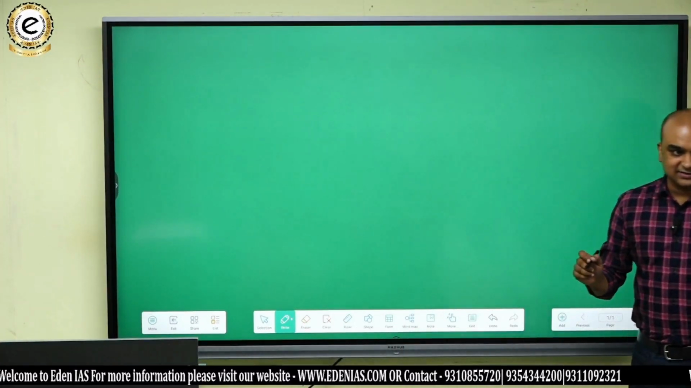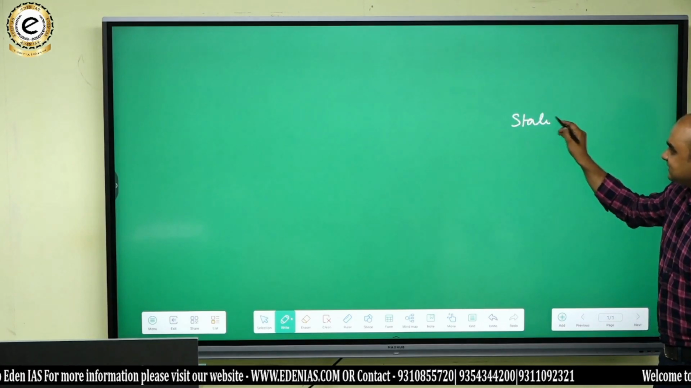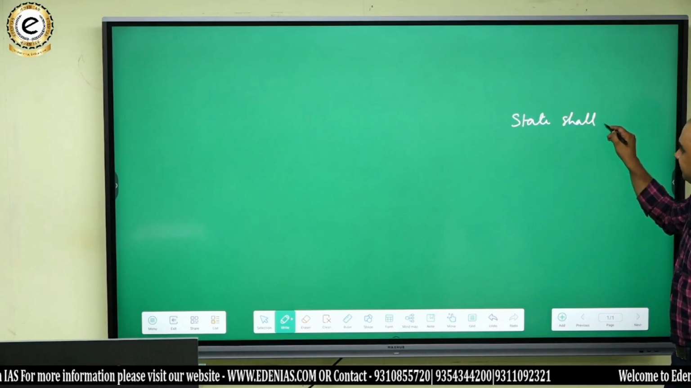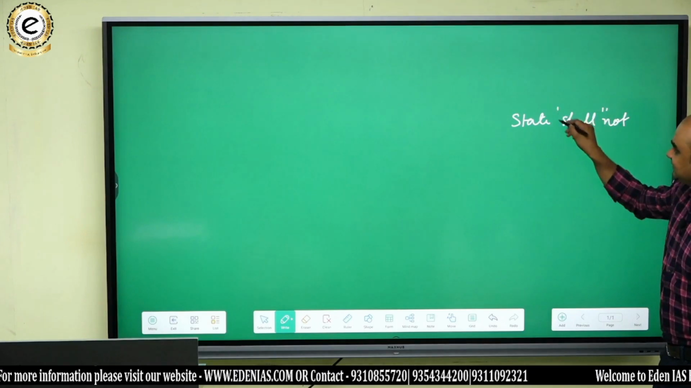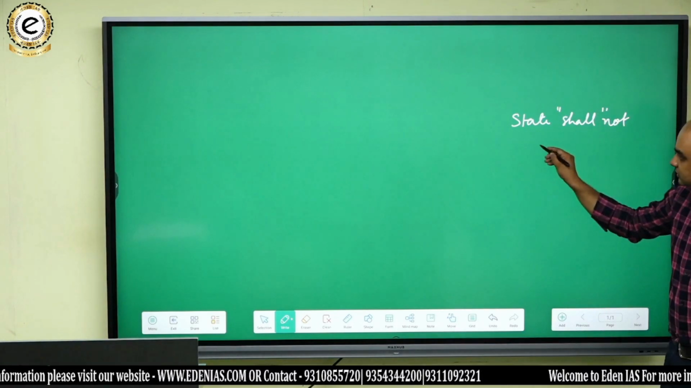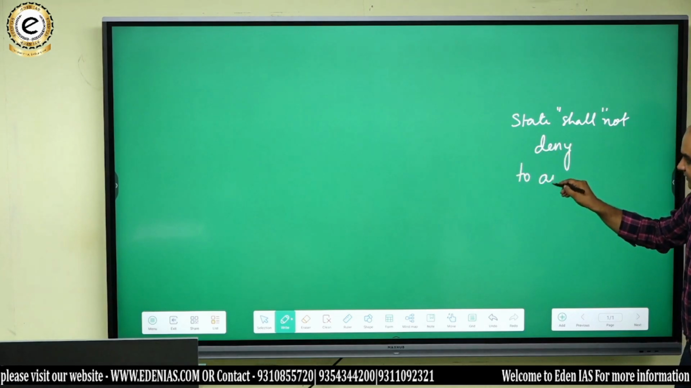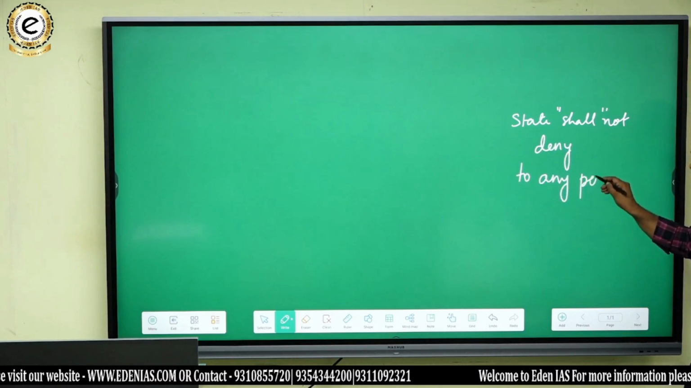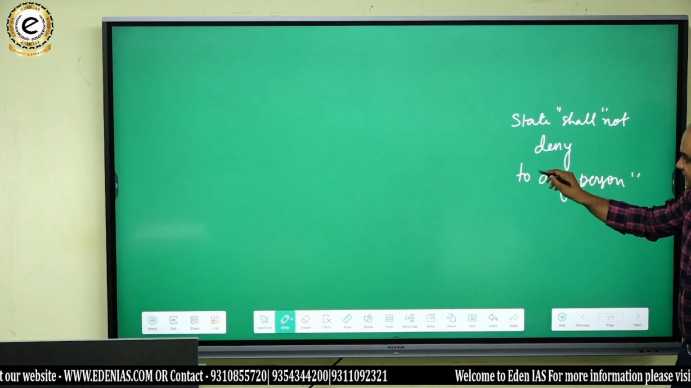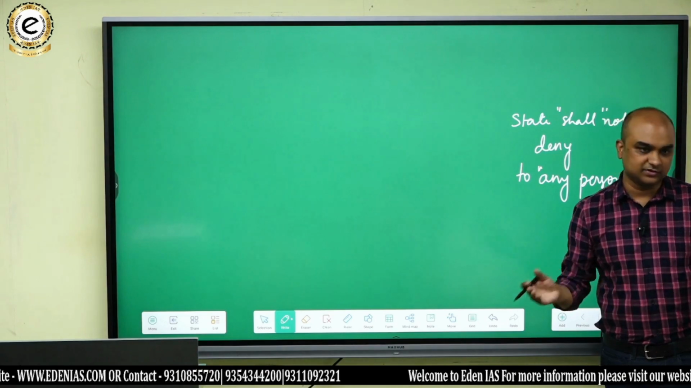It's a very important concept, right? So the article is very simple. It says that the state shall not, and shall means it's a kind of obligation on the state, the state shall not deny to any person. Now this is a key word here. Any person means it is available to both citizens as well as non-citizens.